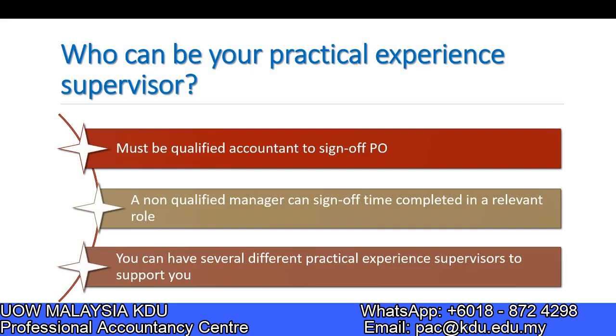Right. So basically, this is the flow. When you are working in a company, if you want to achieve the PO and the time in this company, you have to find first a supervisor. If you ask me, I would advise you to find someone who is also holding an ACCA qualification, because if he's holding an ACCA qualification, he or she must have gone through this process of recording PER.